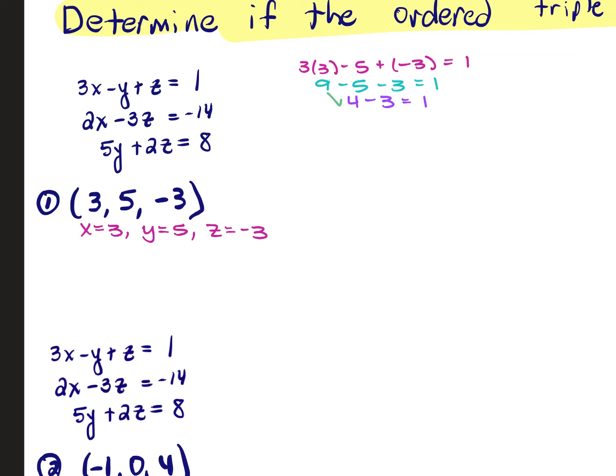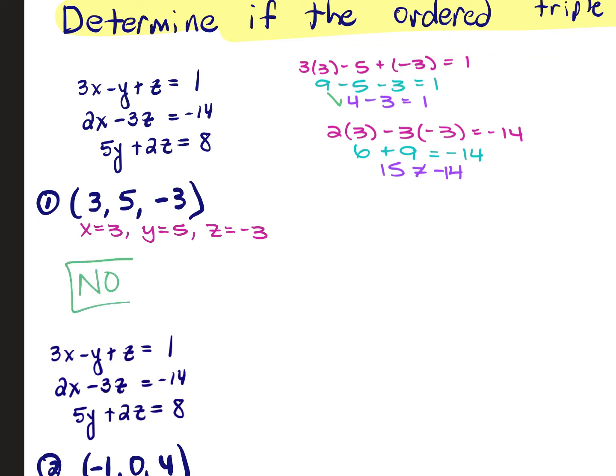The next one that we have is the 2 times x, which is 3, minus 3 times z, which is negative 3, is equal to negative 14. The 2 times 3 is 6. The negative 3 times negative 3 is a positive 9. 6 plus 9 gives us 15. 15 is not equal to negative 14. So this one is a no. It is not a solution.